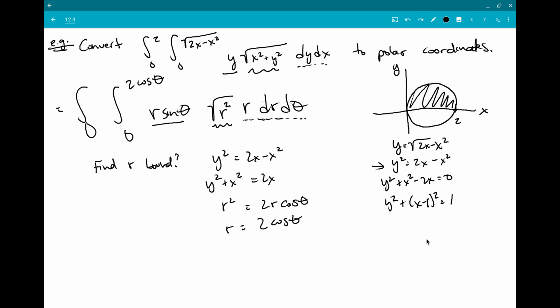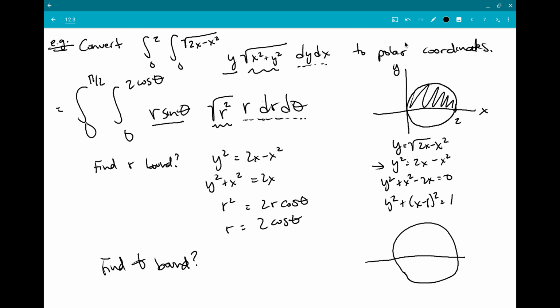Maybe a picture will help convince you that the upper bound is pi over 2. I'm just going to write that first. And then if I zoom into a circle, which I draw really fast so that I hopefully get a mostly round one. Okay. So here's x equals 0. Here's x equals 2, 1, 0.